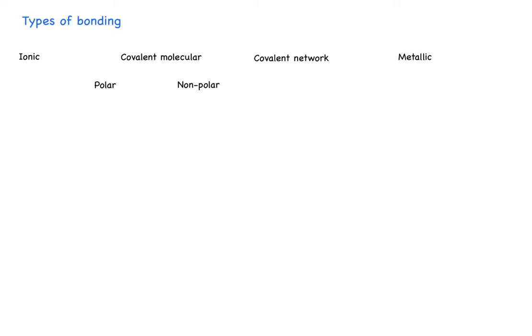Hi everyone, in this video we're going to be looking at the different types of chemical bonding. So let's start with ionic bonding. Ionic bonding is the type of electrostatic attraction between a metal ion and a non-metal ion.